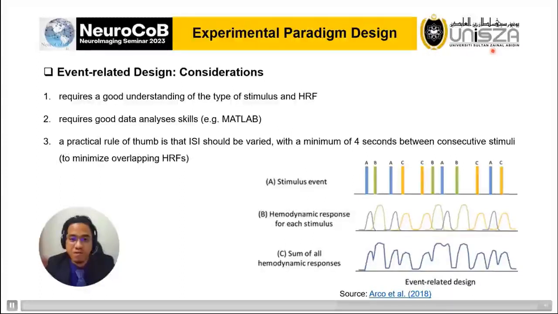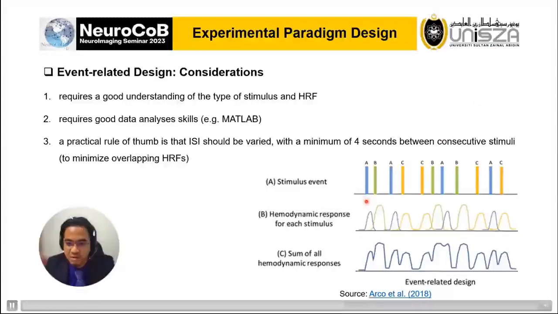Third, a practical rule of thumb is that ISI should be varied, with a minimum of 4 seconds between consecutive stimuli. This is to minimize overlapping HRF. If there is too much overlapping of HRF, the fMRI data may be contaminated. This means that the acquired fMRI signal does not actually represent what is actually happening in the brain.